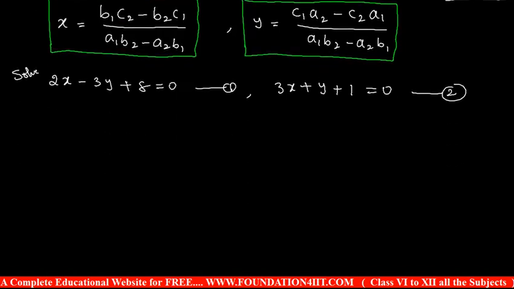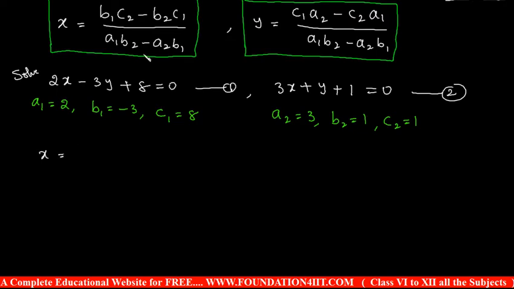Here is the problem. 2x minus 3y plus 8 is equal to 0, one equation. 3x plus y plus 1 is equal to 0, second equation. So here a1 is 2, b1 is minus 3 and c1 is 8. That is the x coefficient, y coefficient and constant. And a2 is 3, b2 is 1, because the y coefficient is nothing, which means 1, and c2 is again 1. We just substitute these values in the formula, and directly we will get x.